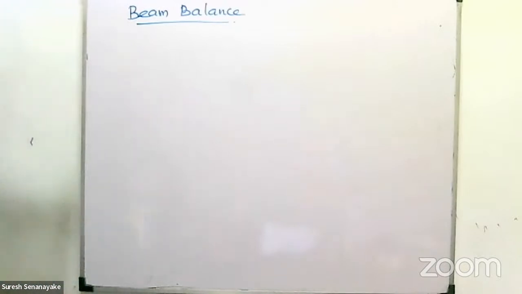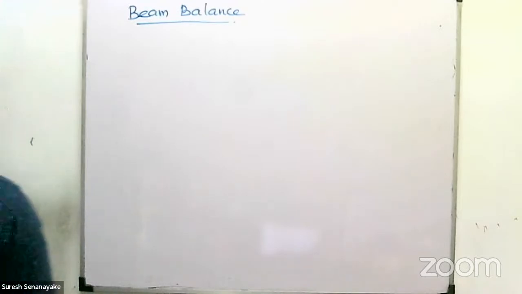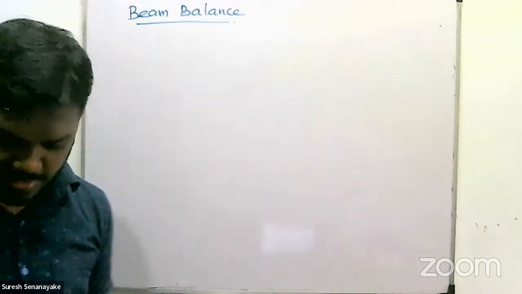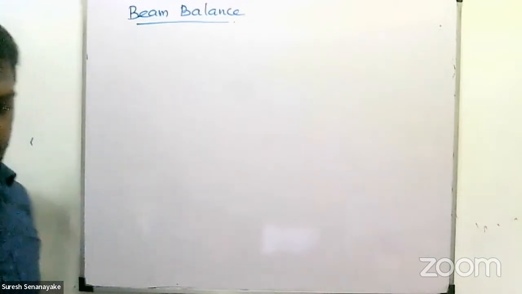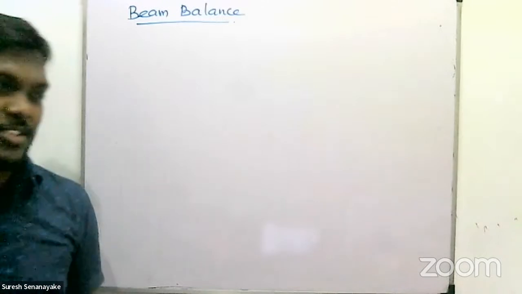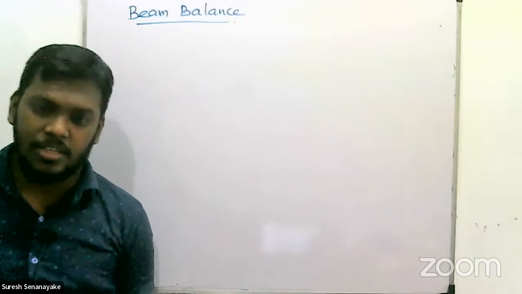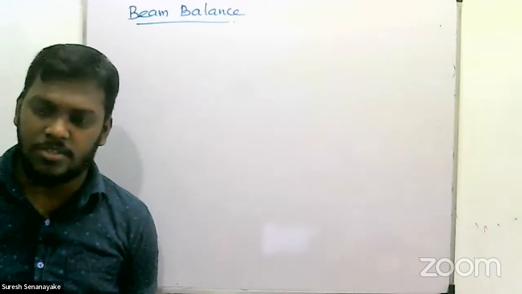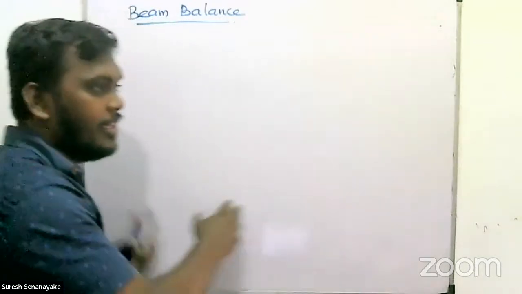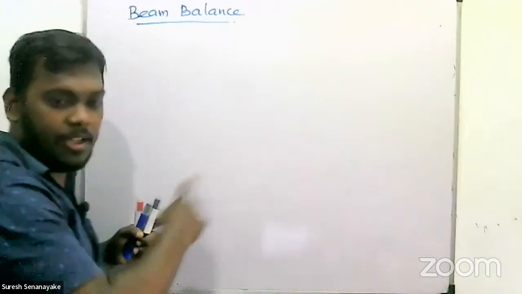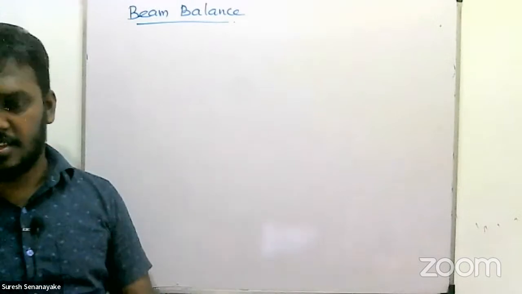The beam balances work on the principle of moment, right? So what is the principle of moment? That is the moment about a point when the system is in balance. So moment about any point of the system should equal 0. That means that clockwise moment should equal the anti-clockwise moment. But the moment means the force multiplied by the perpendicular distance to that force from the point we are taking the moment. Right?